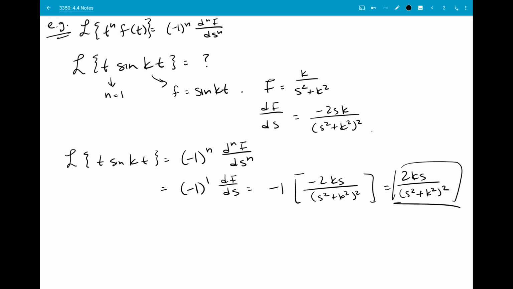I'm just going to note that you're going to want to keep this derivative in mind: the derivative of k over s squared plus k squared, the thing that you get when you take the Laplace transform of sines, is minus 2s times k over s squared plus k squared, squared. So just remember that. It's going to come up a lot in this section.